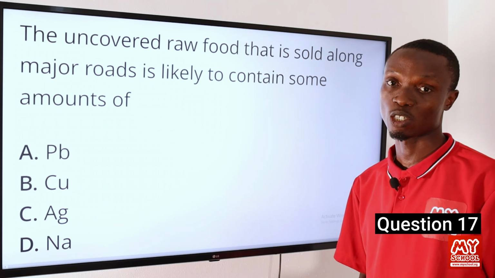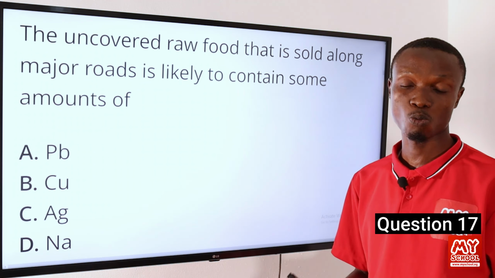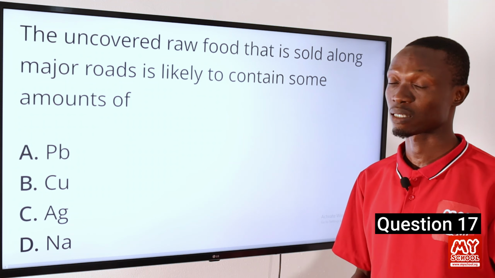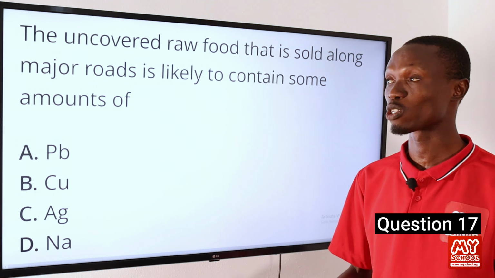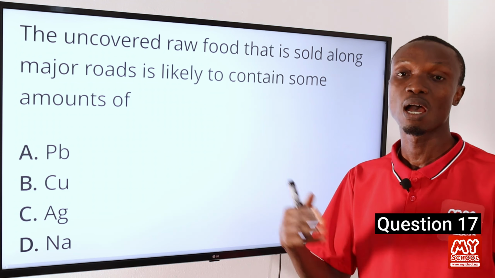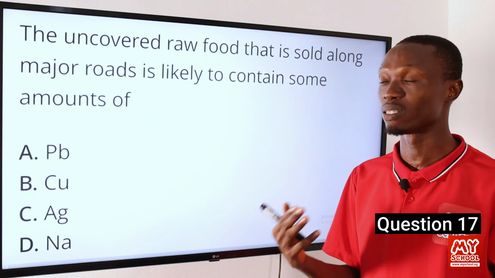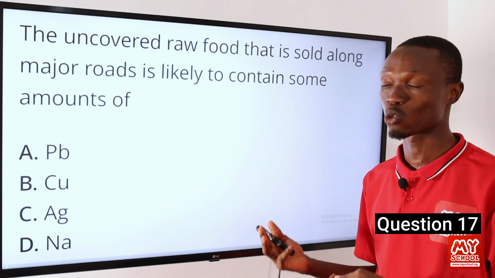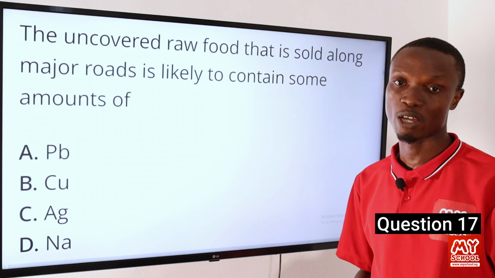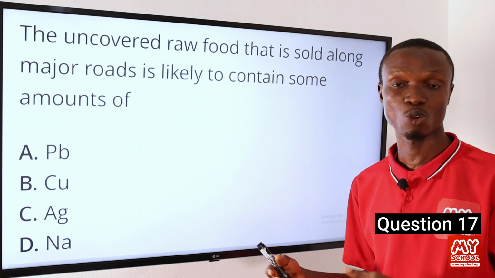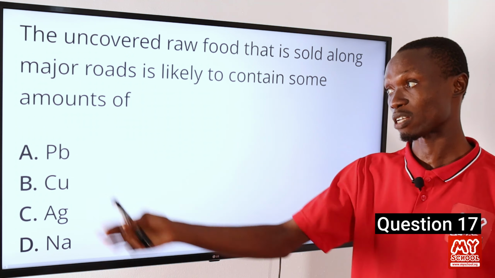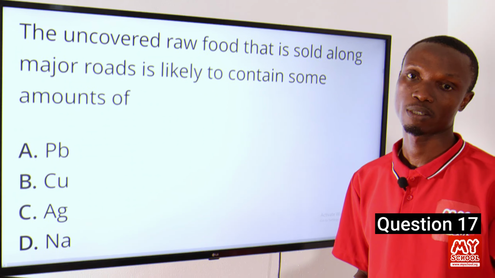And the reason for that is because of the smoke from the exhaust of vehicles, which incorporates tetraethyl lead as an anti-knock agent in order to improve fuel consumption in their car engine. Some lead particles are released as smoke, and these particles land on food that is sold along the road. But because of the negative effect of lead, its use as an anti-knock agent is being discouraged by many countries. But the answer to this question is option A, lead.